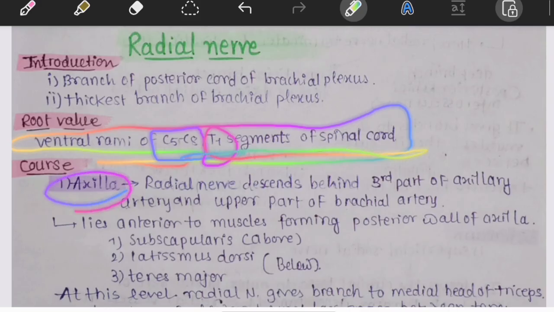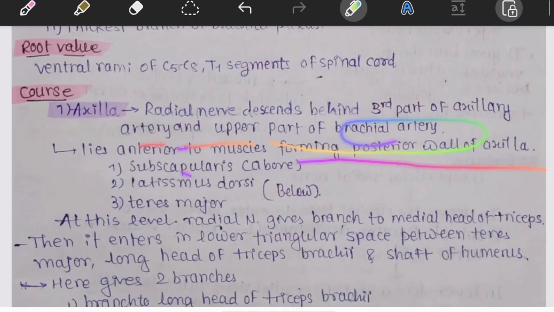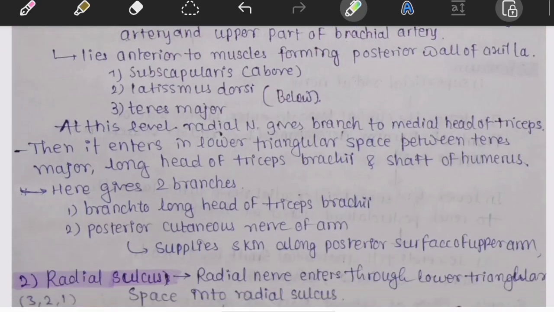Course in the axilla. The radial nerve descends behind the third part of the axillary artery and upper part of the brachial artery. It lies anterior to the muscles forming the posterior wall of the axilla, that is the subscapularis, latissimus dorsi, and teres major. At this level, the radial nerve gives a branch to the medial head of the triceps.